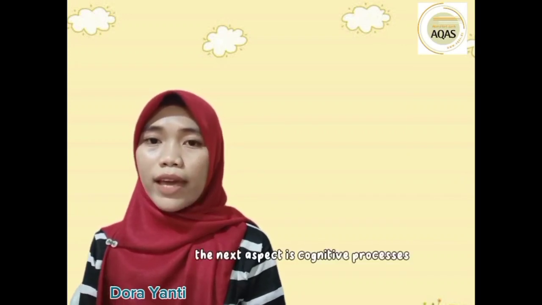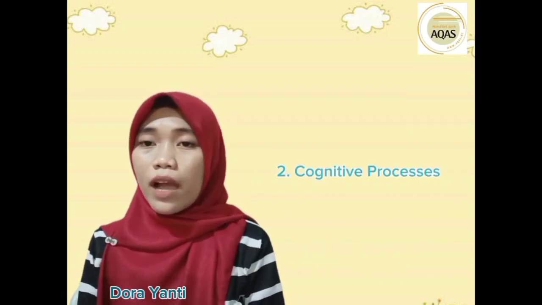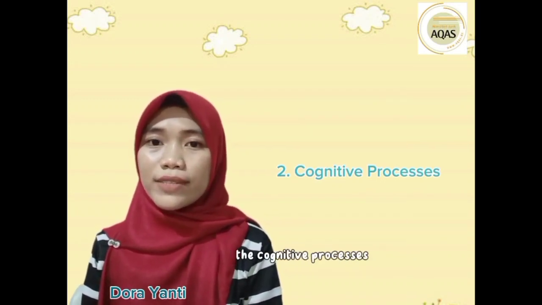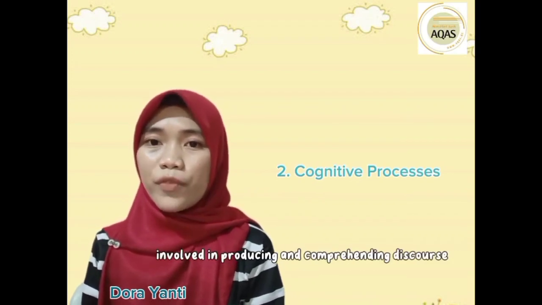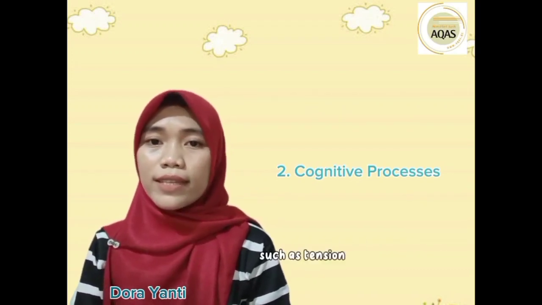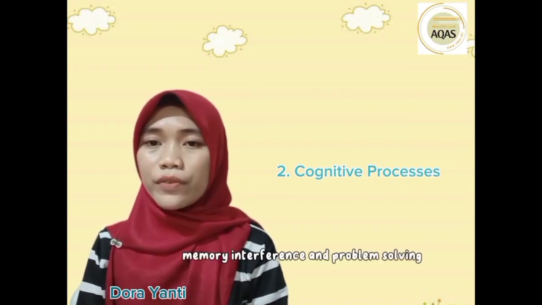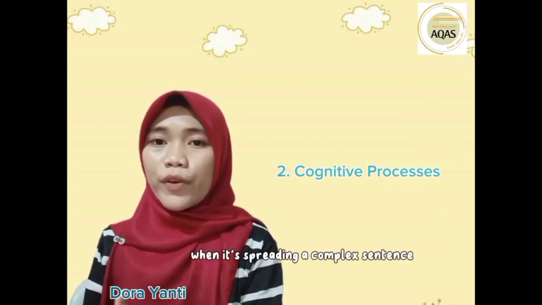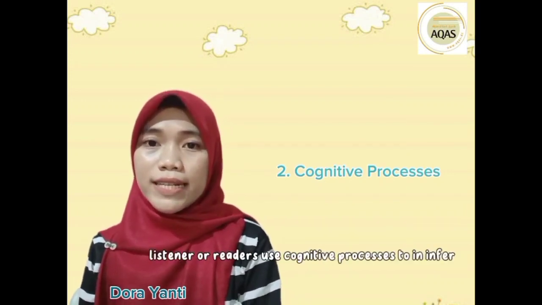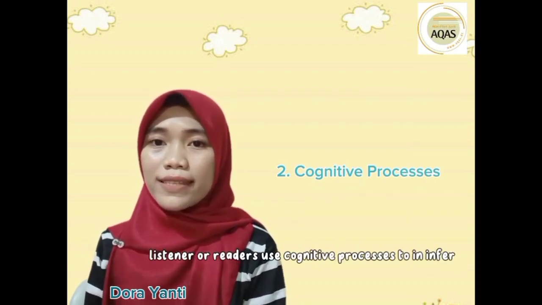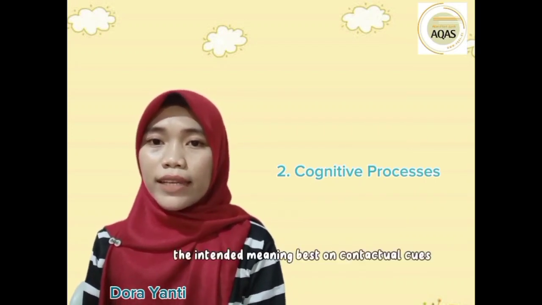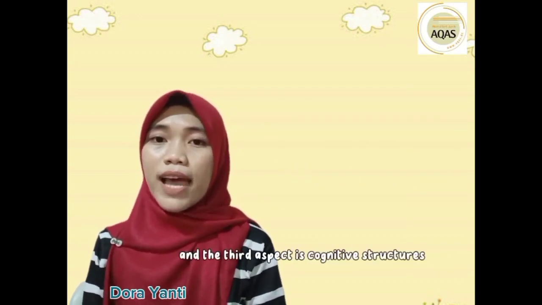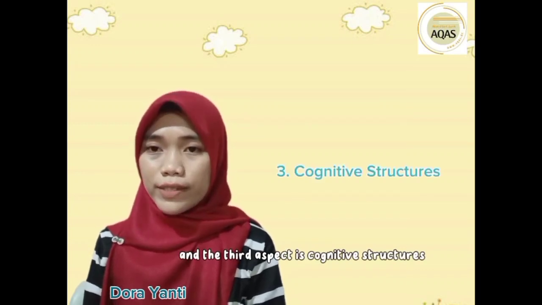The next aspect is cognitive processes. Cognitive discourse analysis examines the cognitive processes involved in producing and comprehending discourse, such as attention, memory, inference, and problem solving. For instance, when interpreting a complex sentence, listeners or readers use cognitive processes to infer the intended meaning based on contextual cues. And the third aspect is cognitive structures.